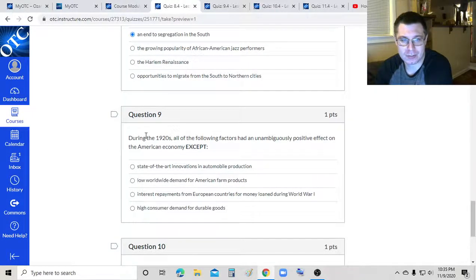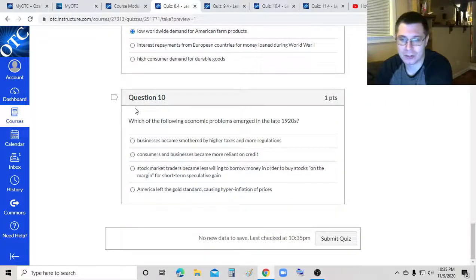Question 9. During the 1920s, all of the following factors had an unambiguously positive effect on the American economy, except innovations in automobile production? Yes. Low worldwide demand for American farm products? No. That had a negative effect on the American economy, not an unambiguously positive effect. But there were interest repayments that were helpful and high consumer demand for durable goods like washing machines, refrigerators, automobiles, things of that sort. And question 10.